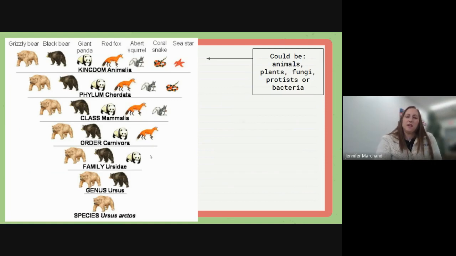And then from there, this brown bear here has a spinal cord, just like all these other animals. So it is in the classification of Chordata. The sea star here doesn't have a spinal cord, so it goes into a different phylum.